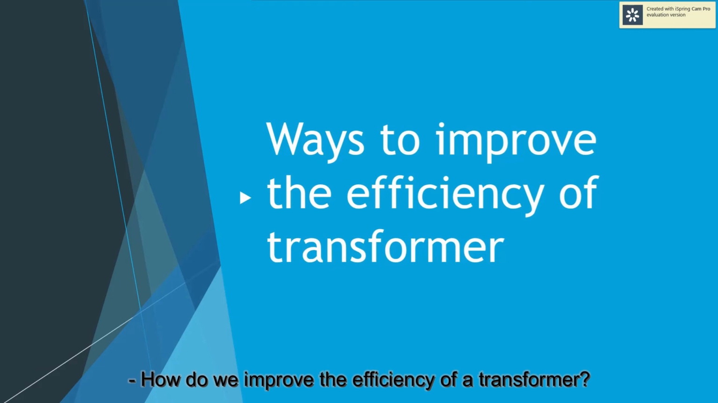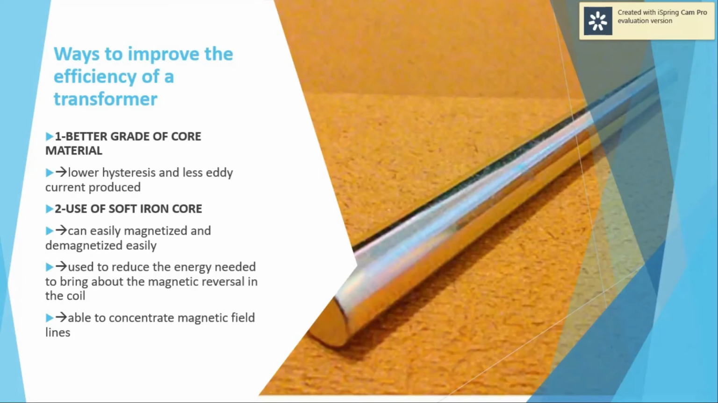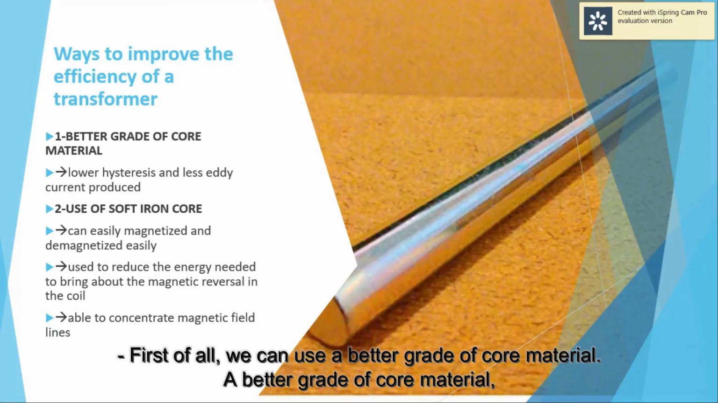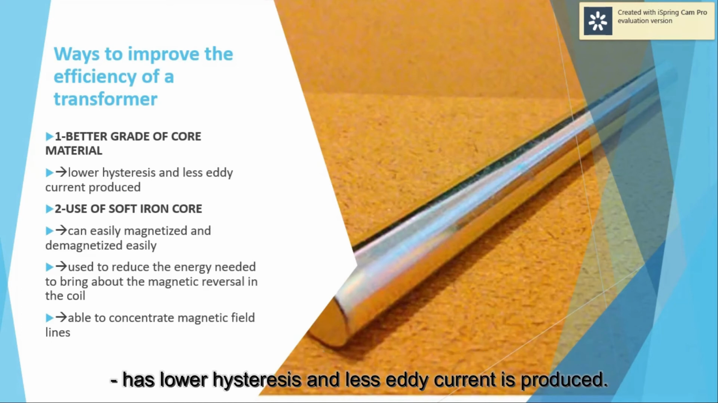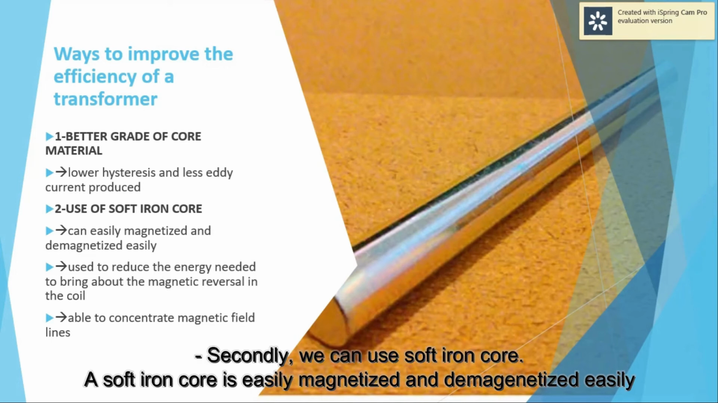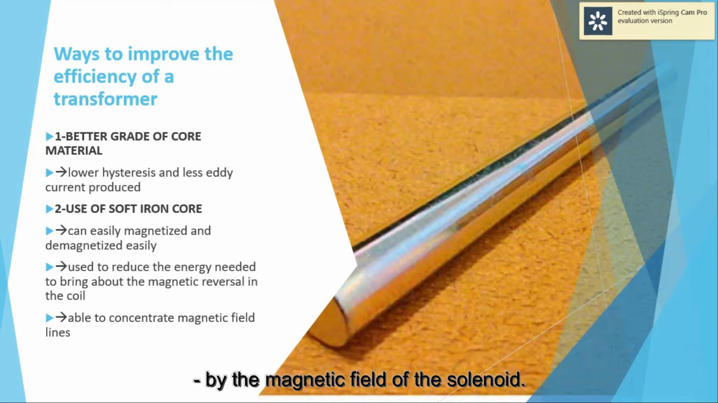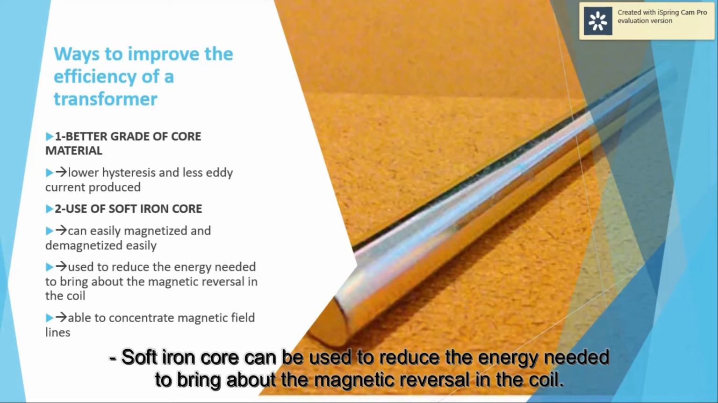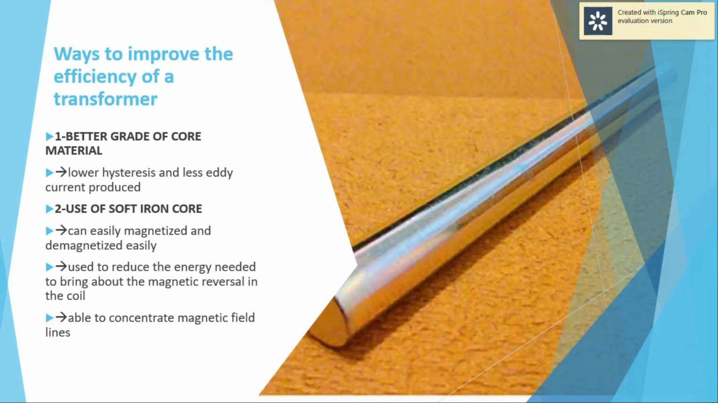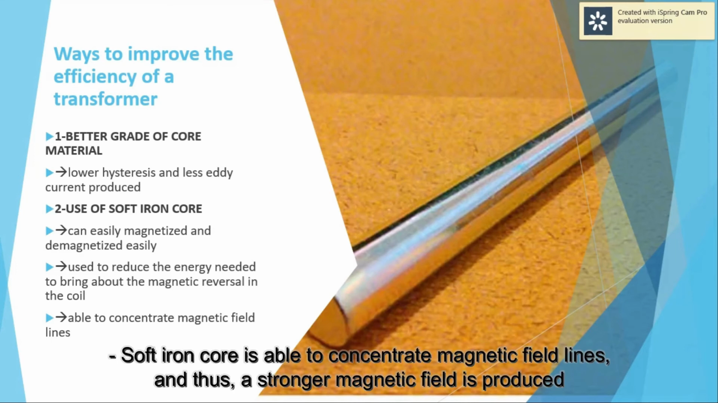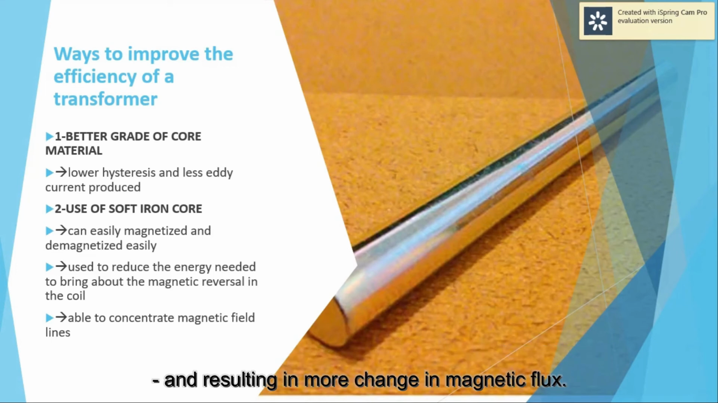How do we improve the efficiency of a transformer? First of all, we can use a better grade of core material. A better grade of core material has lower hysteresis and less eddy current is produced. Secondly, we can use a soft iron core. A soft iron core is easily magnetized and demagnetized by the magnetic field of a solenoid. A soft iron core can be used to reduce the energy needed to bring about the magnetic reversal in the coil. A soft iron core is able to concentrate magnetic field lines and thus a stronger magnetic field is produced, resulting in more change in magnetic flux.